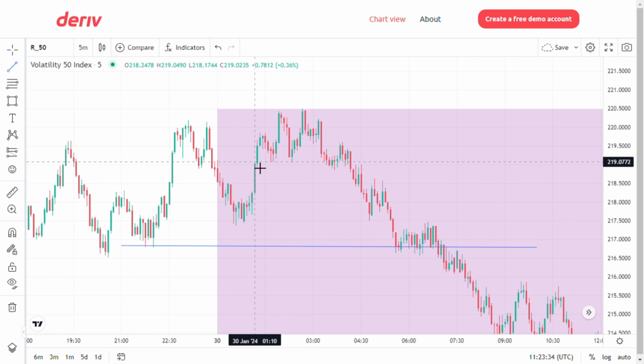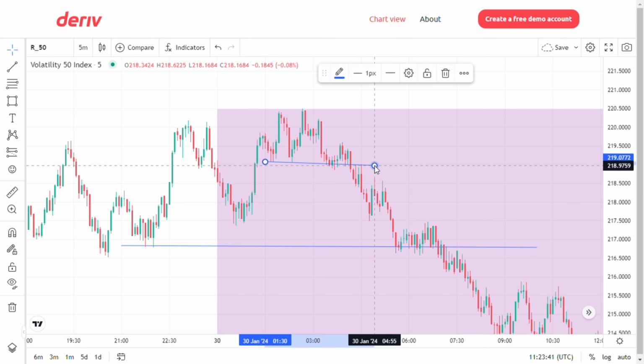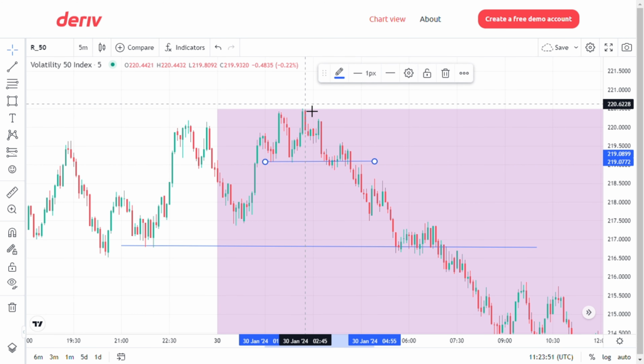You will see a nice market structure shift here. You will want to take your trade in the region near your stop loss. Since your stop loss might be here on the high of this candle, you are waiting for a nice market structure shift, or an indication that the market is still going to continue with the uptrend.